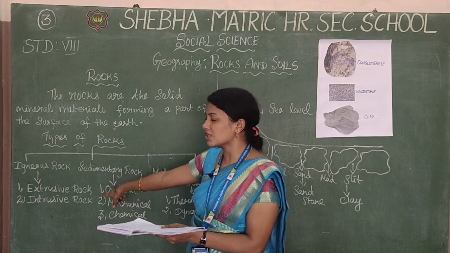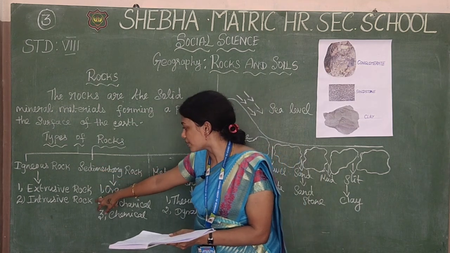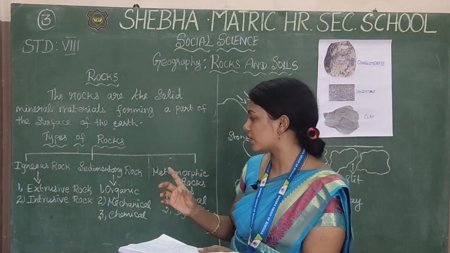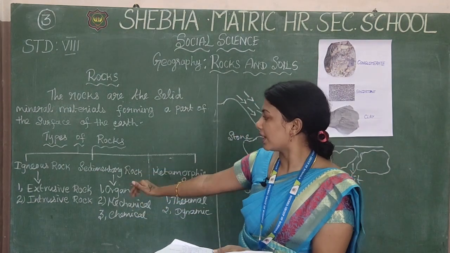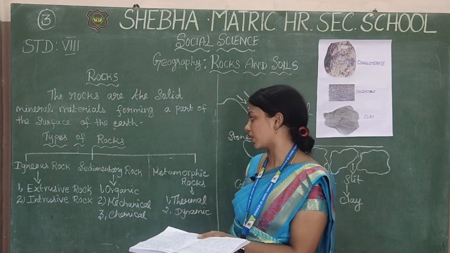You understand the difference between that? Extrusive means the magma comes out, and intrusive means the magma solidified inside the earth's crust. So we finished igneous rock and its types. Next we are going to see the sedimentary rock.